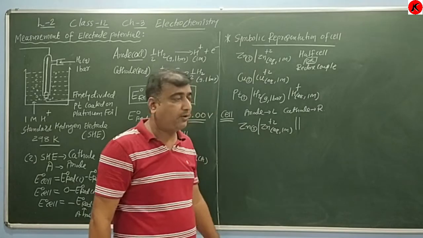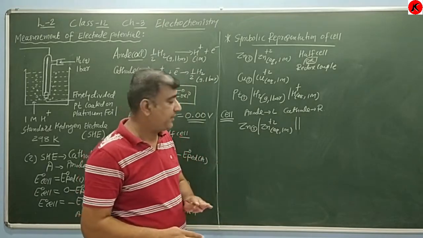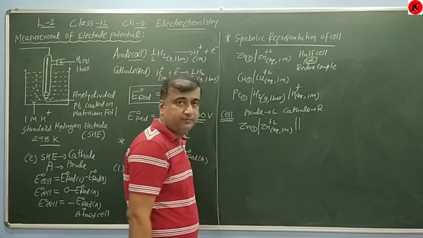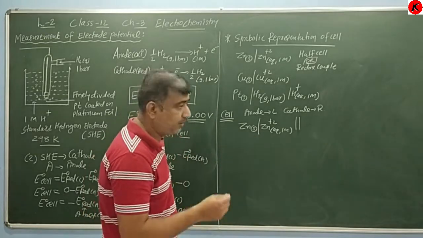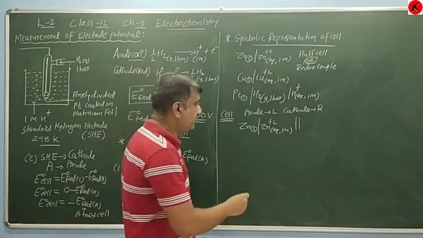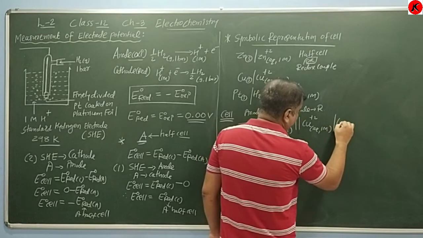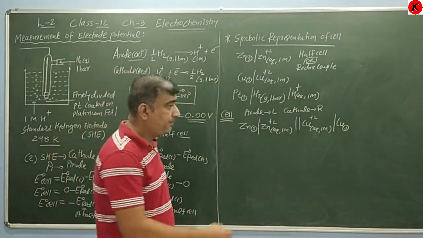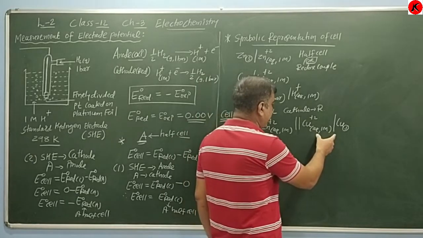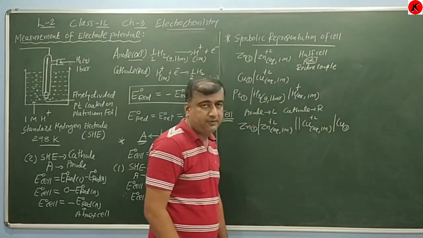This is the anode. Now the cathode. The right side is the cathode. In a cathode, a reduction reaction always takes place. In the anode, an oxidation reaction takes place, that means Zn to Zn plus 2. Now in the cathode, a reduction reaction takes place, that means Cu plus 2 is converted to Cu. So we write Cu plus 2 aqueous 1 molar and Cu solid form. Here Cu plus 2 is converted to Cu, so it acts as the cathode, and here Zn is converted to Zn plus 2, so it acts as the anode.